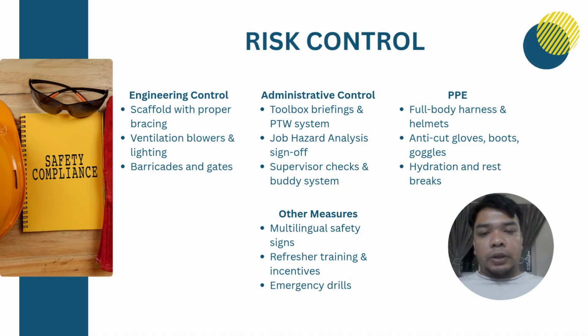For administrative control, they held a daily toolbox briefing to communicate hazards clearly, enforce a permit to work, or what we call PTW, for high-risk activities, and require everyone to sign a job hazard analysis form before starting their task. Supervisors carry out routine inspections and they apply a buddy system to check harness and equipment before entering the shaft.